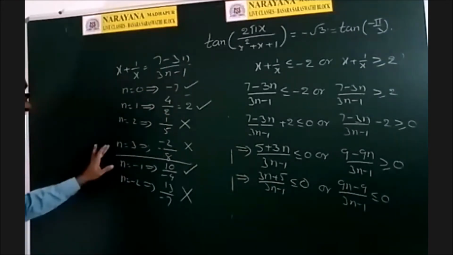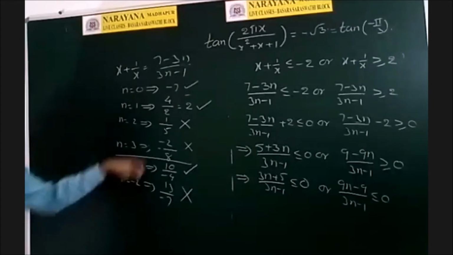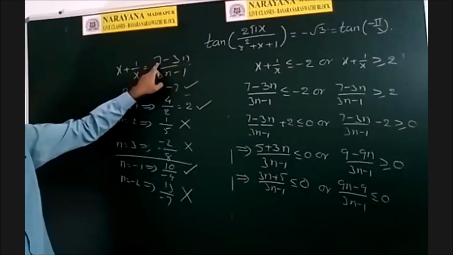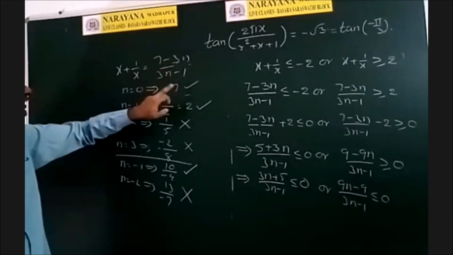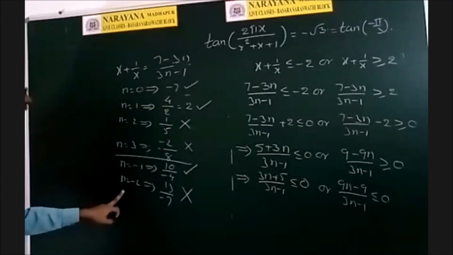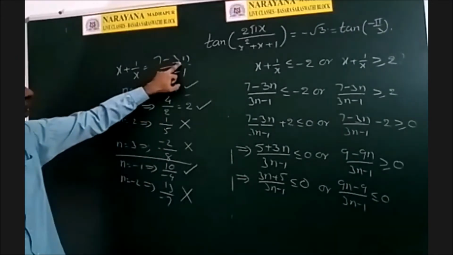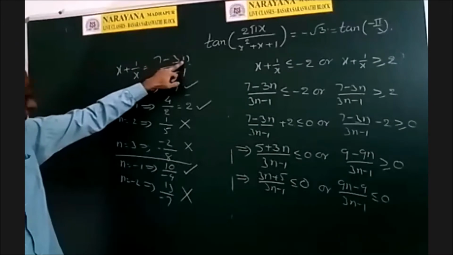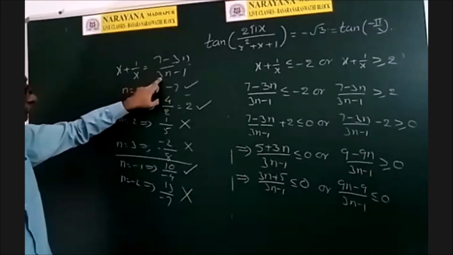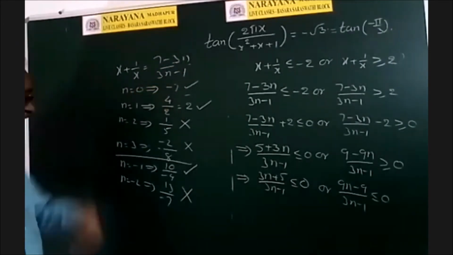So do not take that. And put n is equal to minus 1. What is minus 1? 7 plus 3, 10, by minus 4. Okay. Put n is equal to minus 2. That is 7 plus 6, 13, by minus 6 minus 1, minus 7.